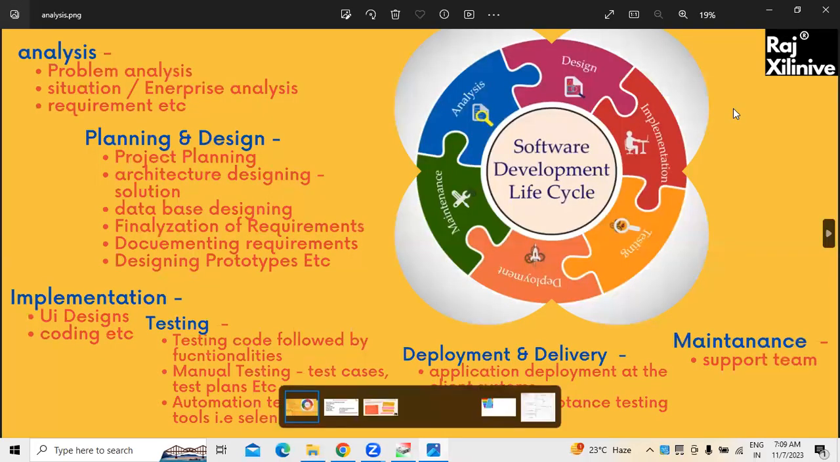So these are the different stages we can see in any project. I already explained, I am just reminding you again. One is the analysis phase, where the problem will be analyzed, followed by enterprise analysis. All that will be done in the analysis phase. Next is planning and design. The project planning, developing the solution architecture for the project, and the communication of requirements performed by the business analyst, all these things come under the planning and design phase.